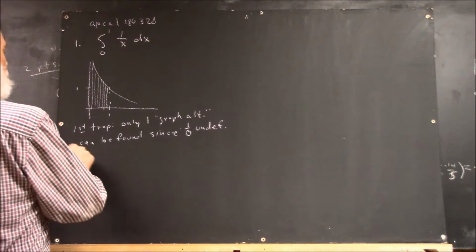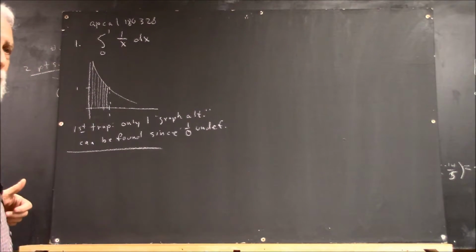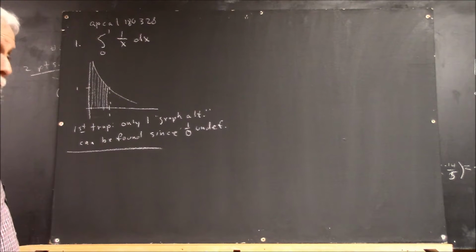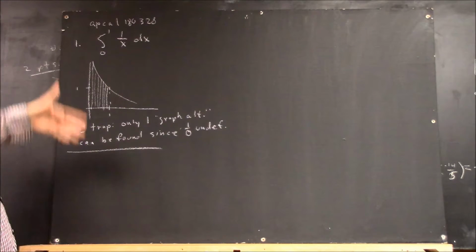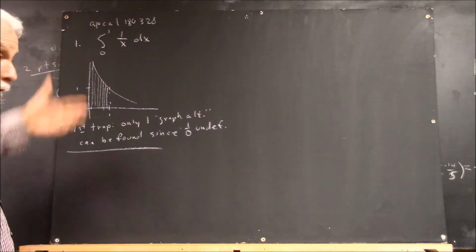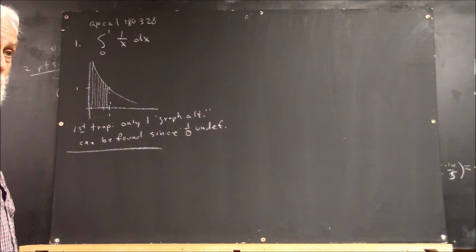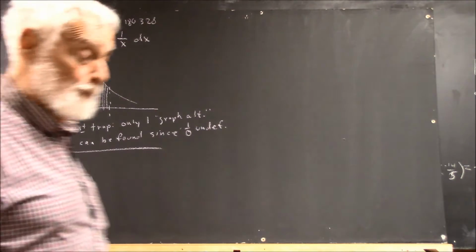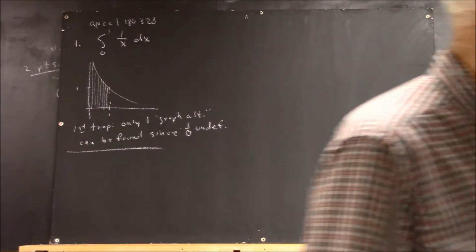Okay? So, can anybody get around that and actually calculate this area, or come to the conclusion that the area is undefined because you don't have a finite area under the curve? Could you not just take the integral? I'm sorry? Could you not just take the integral?